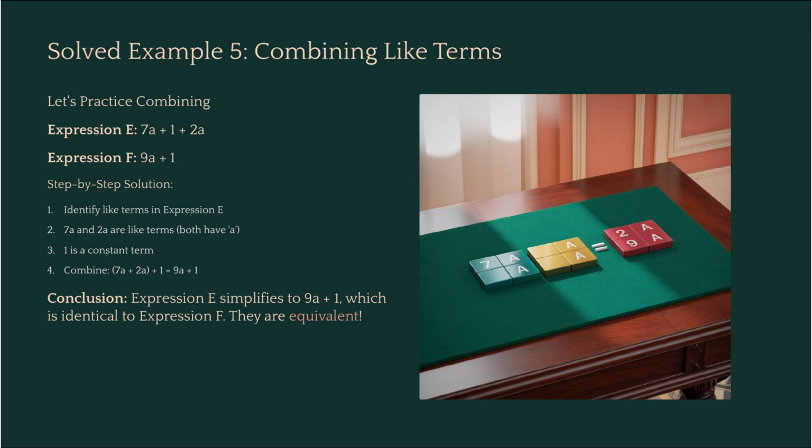Let's check for equivalence by combining like terms. Expression e is 7a plus 1 plus 2a. Expression f is 9a plus 1. To simplify e, we use the commutative property to group the 7a and the 2a together. 7a plus 2a combines to 9a. The simplified expression e is 9a plus 1. Since this is identical to expression f, they are equivalent.